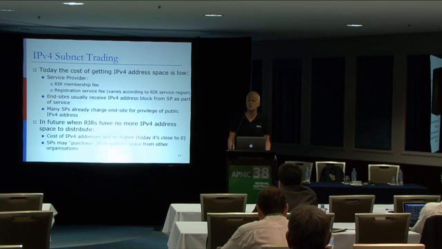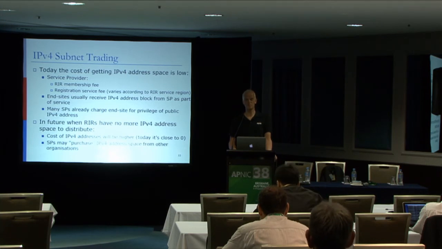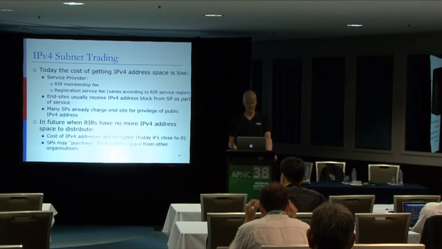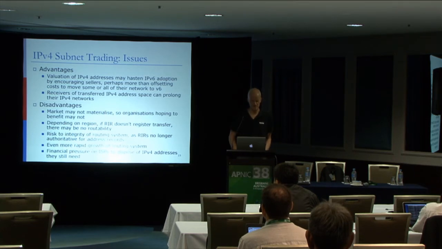I think it was at APRICOT in Kuala Lumpur. We had one of the brokers do a presentation. I think it was one of the lightning talks or one of the other presentations where they mentioned the typical price for the different address block sizes. And it was very expensive, I thought, compared with just going to the registry and getting IP address space. So I imagine as the scarcity of v4 addresses increases, the price of v4 address space on the open market might even go higher. So looking at the issues of subnet trading, the valuation of v4 addresses might hasten v6 adoption as the price keeps going up.